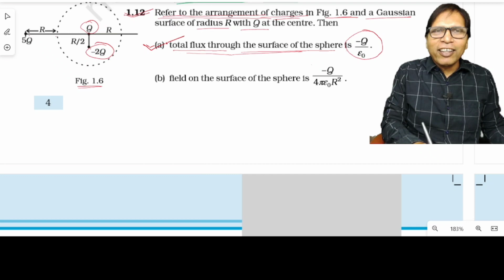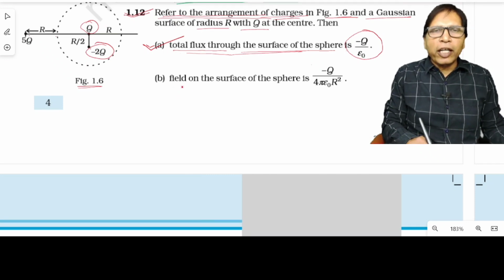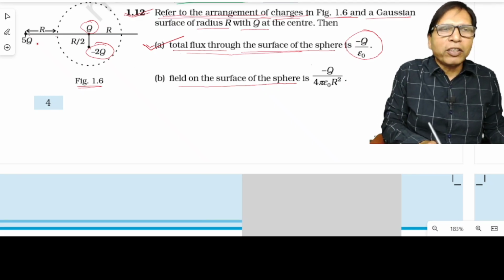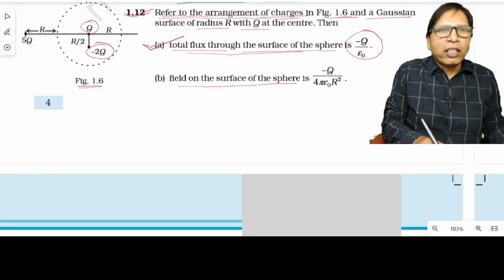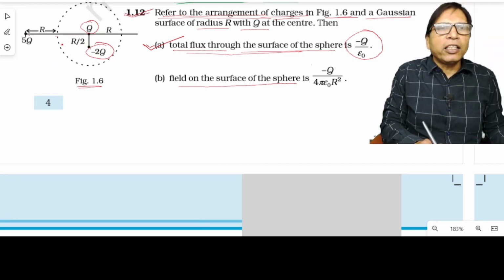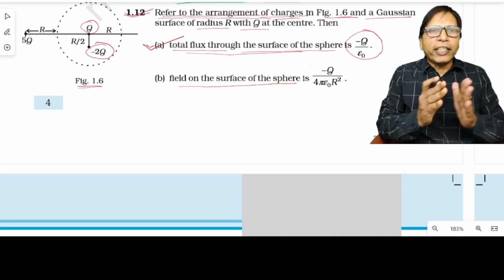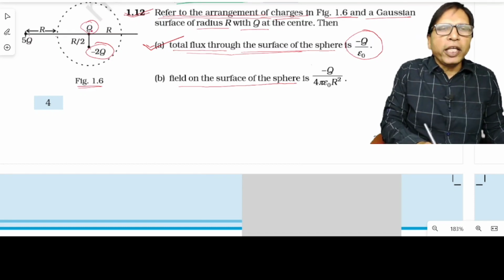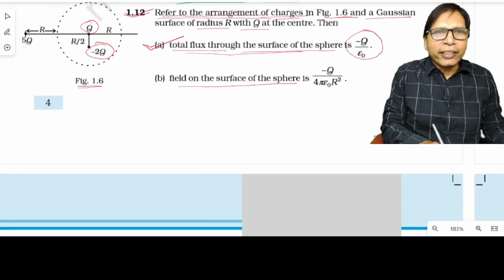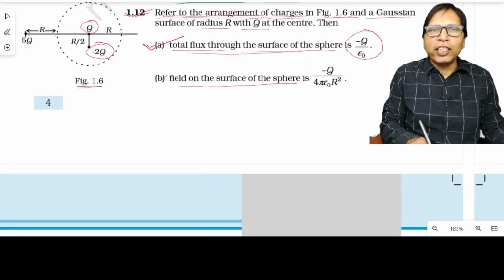Okay, now B: the field on the surface of the sphere is minus q by 4 pi epsilon naught r square. No, no. Field depends on charge. Now the field on the surface depends on the combination of charges q, minus 2q, and this 5q. So this is not correct.